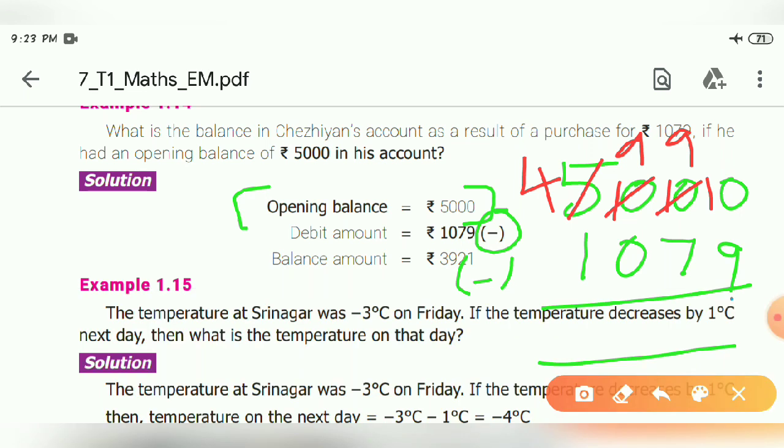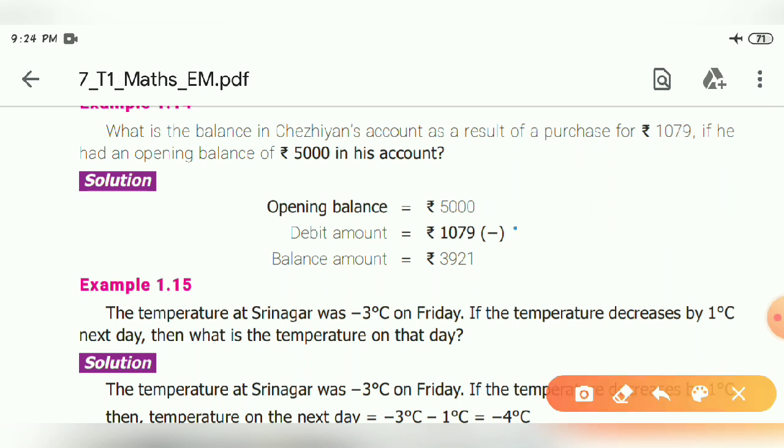Now the subtraction is very easy. 10 minus 9 is equal to 1. 9 minus 7 is equal to 2. 9 minus 0 is equal to 9. 4 minus 1 is equal to 3. So the answer is 3921. The balance amount in his account is rupees 3921.